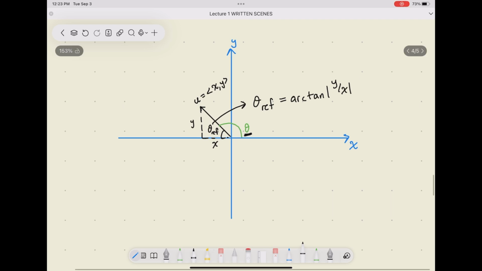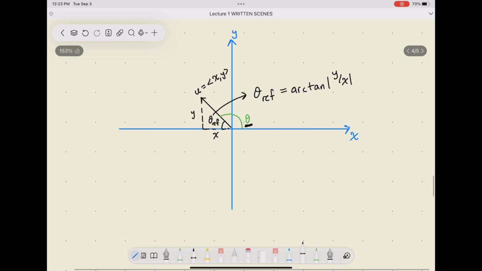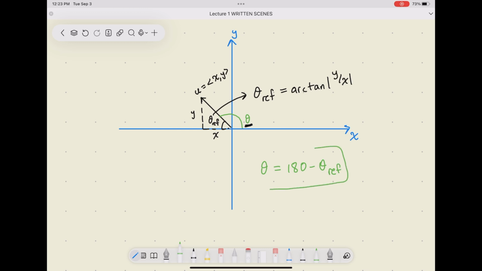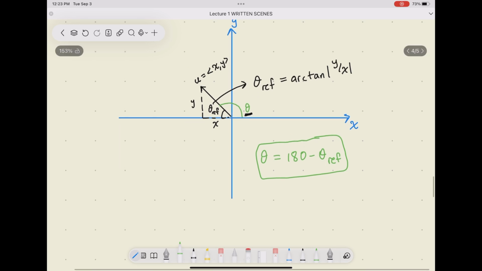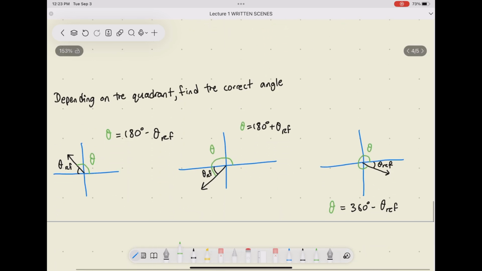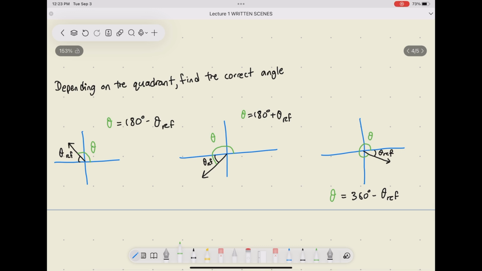Now, we can find theta by simply subtracting the reference angle from 180. So you can see that the angle in green and the reference angle add up to make 180. So to find the angle in green, we take 180 minus the reference angle. For the third and fourth quadrants, we would do the exact same process, except in the third quadrant, you can see instead of subtracting the reference angle from 180, we would add the reference angle to 180. And in the fourth quadrant, we would subtract the reference angle from 360.